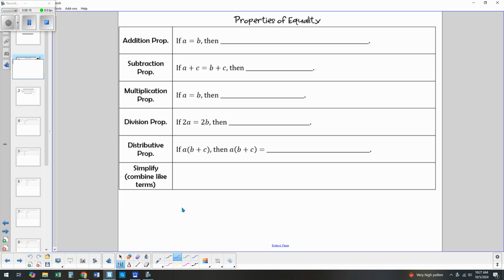So the addition property: if A is equal to B, then I can add the same thing to both sides and it will remain the same. So I could do A plus C equals B plus C. I've added the same thing to both sides.